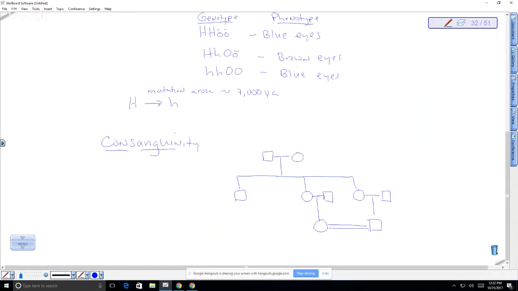So let's just say that this mutation arose here, and this is just hypothetical. And everybody else was big H, big O, okay? So we're just looking at the H gene, we're not looking at the O gene. So everybody's going to be dominant for the O gene, okay? So I could actually just eliminate O altogether, okay? So these 2 individuals, so this is the single mutation.